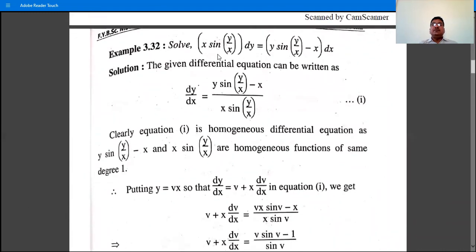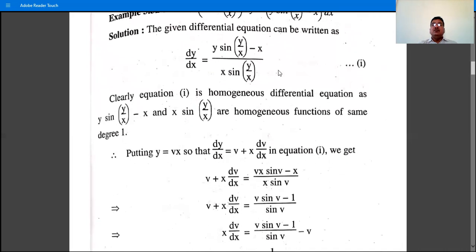Next example is of the same type. x sin y by x dy is equal to (y sin y by x minus x) dx. So dy by dx is equal to, after shifting this dx to the LHS and this factor to the RHS, we have dy by dx is equal to (y sin y by x minus x) divided by x sin y by x. And this numerator and denominator are both homogeneous functions of degree 1, and therefore we say that this given differential equation is a homogeneous differential equation.